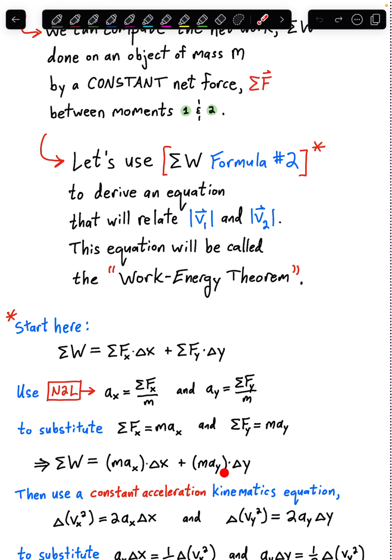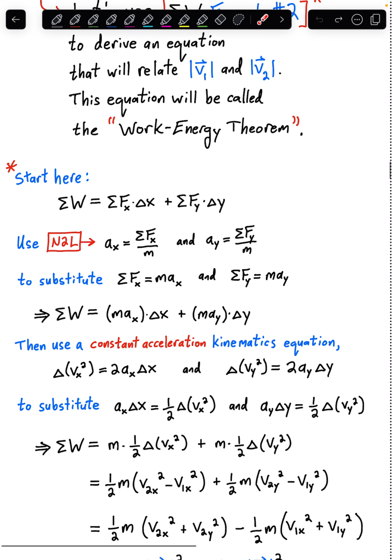And now I want to introduce some more physics we already know. A constant acceleration kinematics equation we're familiar with. That is, the change in the square of the x component of velocity equals 2 times the x component of the acceleration times the delta x, and likewise for the vertical direction. So with these, given that our expression has ax delta x here, I'm going to rearrange this to get the ax delta x by itself.